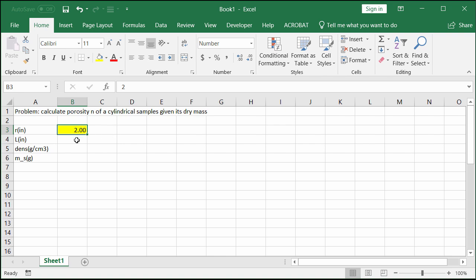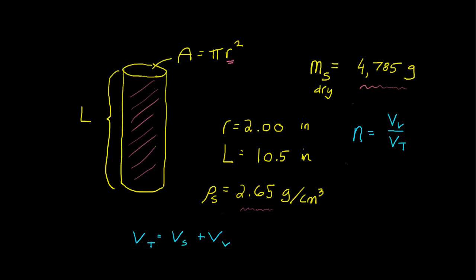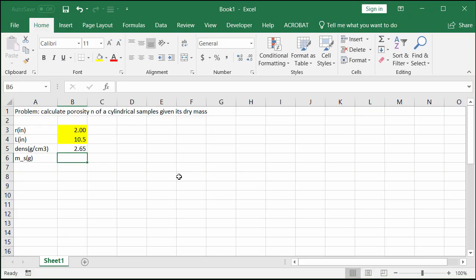I always use yellow. So a yellow cell means this was data I was given. I was given a radius of 2.00 inches. I was given a length of 10.5 inches. And here I don't have to worry about changing the format because it just defaulted to the correct number of significant figures. My density of the solids was 2.65 grams per cc. And the mass dry, I don't remember these, let's take a quick look, was 4,785.